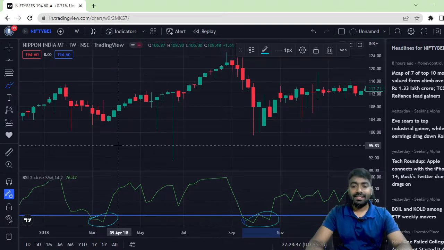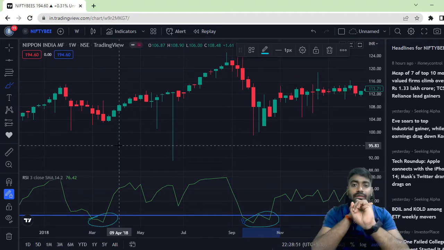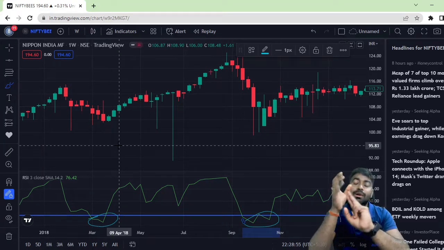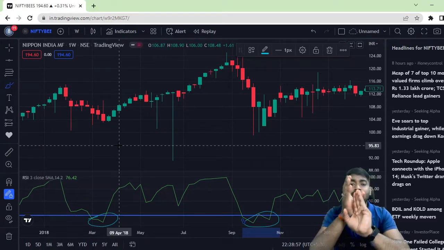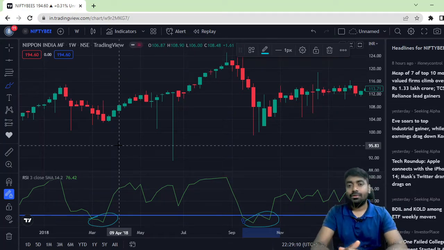So what strategy? Again, I'll repeat. First of all, you have to go to tradingview.com. First thing you will do, select the Nifty Bees Index Fund. Second, you have to select the weekly chart. Third, you have to put the RSI indicator. In the RSI indicator, you modify it to 3 period. Normally, the standard practice is that RSI takes around 14 period, but in our case, you will take 3 period. That means 3 weeks.